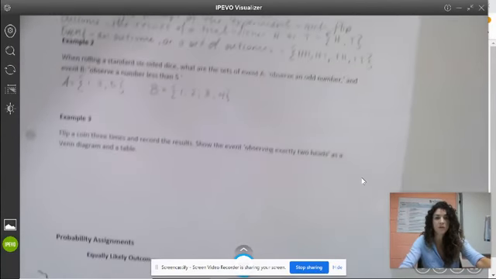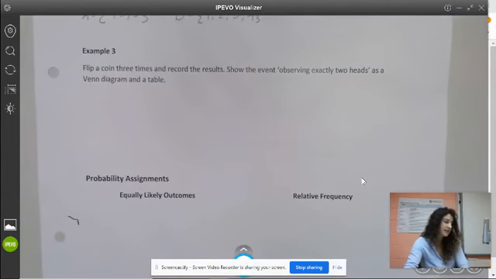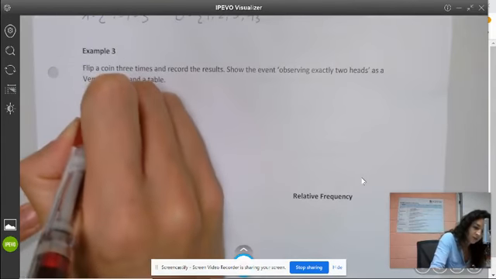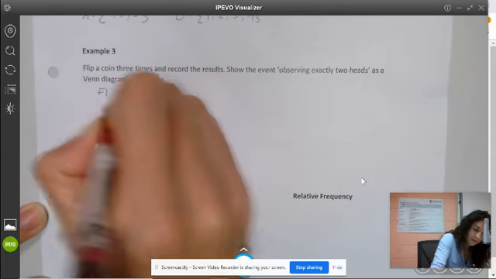We're going to flip a coin 3 times and record the results. Show the observing exactly 2 heads as a Venn diagram and as a table. I'm going to first do a table, as I mentioned earlier, to just list out all the possibilities, because we need to show all the possibilities of what could happen in order to figure out what are the possibilities for observing exactly 2 heads when we flip 3 coins. So first we're going to do a table, flip 1, flip 2, and flip 3.